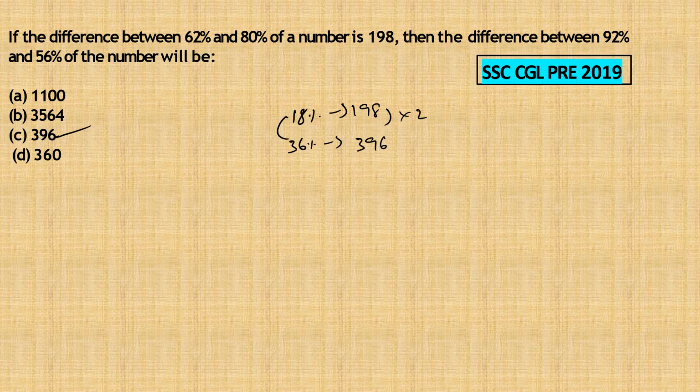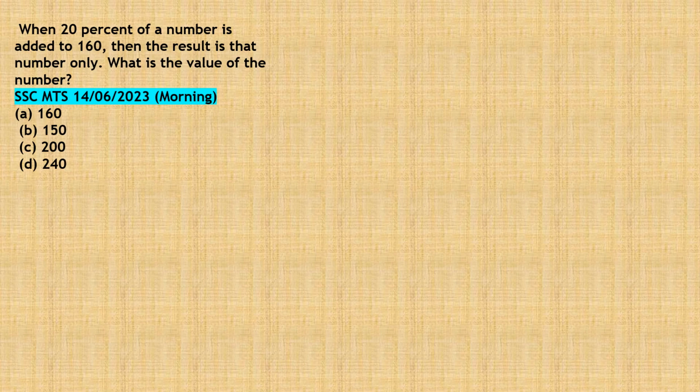Okay, same question. When 20% of a number is added to 160, that is 20% of x is added to 160, then the result is the number only. A number itself is always 100%, that is 100% of x. 100 minus 20%, that is 80% of x, is equal to 160. What we need to find? What is the value of the number? 100% is equal to 200 is the answer.